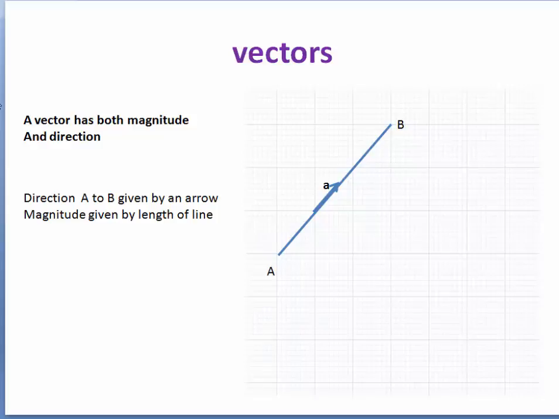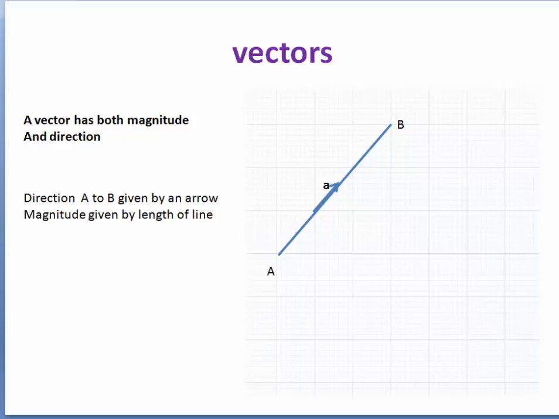Now a vector has both magnitude and direction. If we have this from point A to point B, we draw a line, and the direction of the vector is given by this arrow, and the magnitude is the length of the line from A to B.